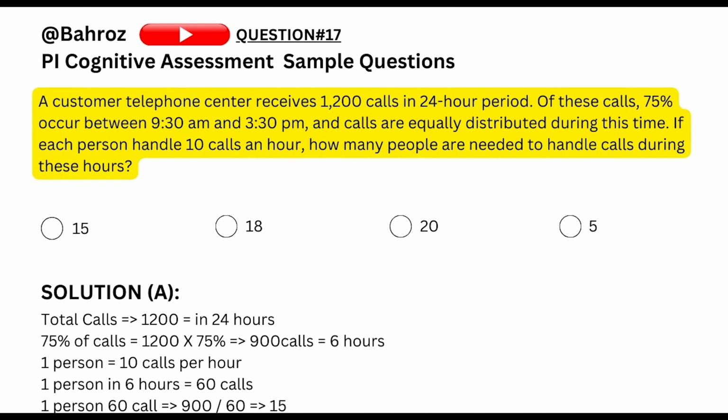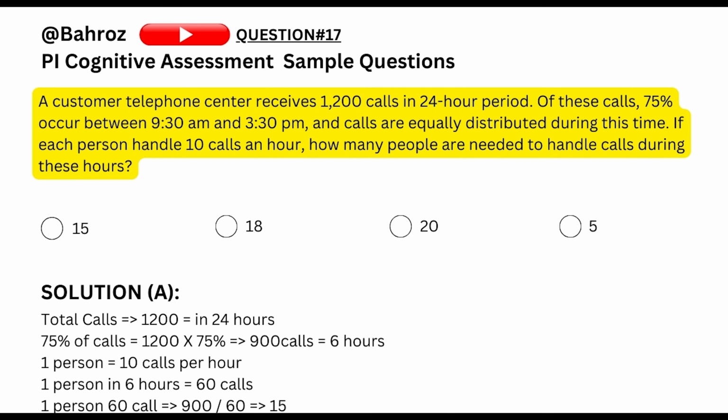Question 17, a customer telephone center receives 1200 calls in a 24-hour period. Remember what I talked about: whenever you find a longer script question, convert it into a formula so you don't have to read it again. So total number of calls are 1200 in 24 hours. 75% of these calls occur between 9:30 and 3:30, which is around 6 hours. So we write it in formula as well, which is 75% of 1200, which is 900 calls occurring in 6 hours. If each person handles 10 calls an hour, again we write 1 person equals 10 calls per hour, which essentially means that 1 person in 6 hours can handle 60 calls.